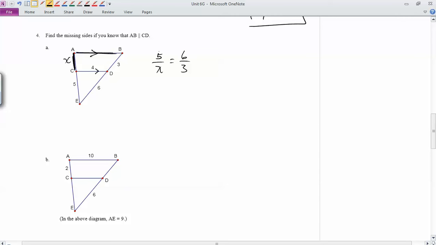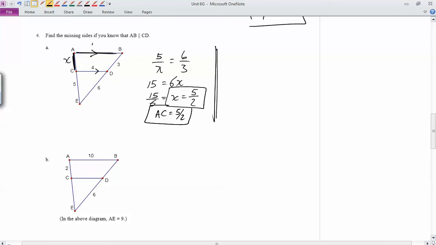So if I cross multiply, we got 15 equals 6x. So 15 over 6 equals x, which is the same thing. Let's see, that can be reduced. So 5 over 2. So there's x. Oh, and x, we made x up. It's really AC equals 5 over 2 or 2.5, whatever you want to call it. Okay, AB, we'll call that y.